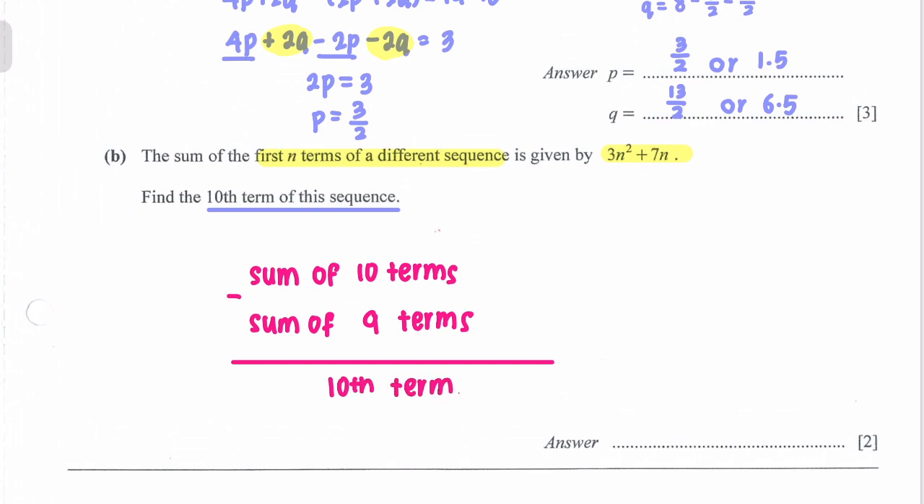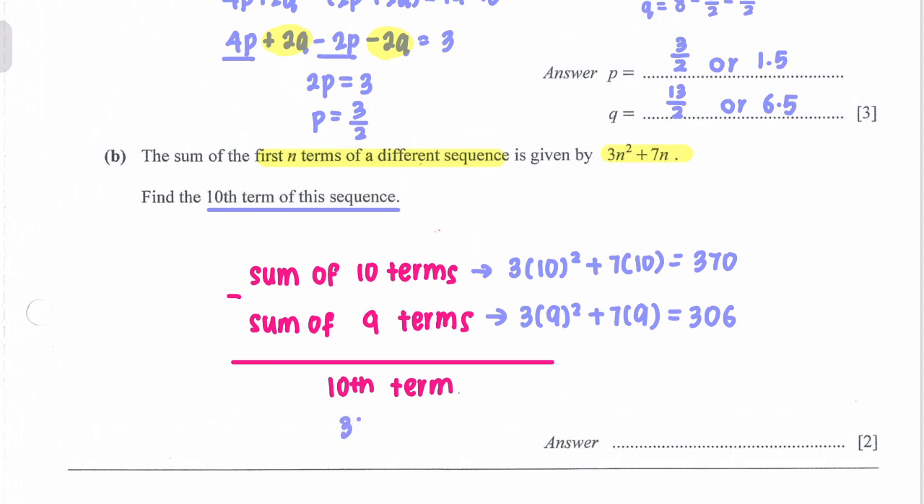So the sum of the 10 terms means you need to sub n is 10 here. 3 times 10 squared plus 7 times 10, you will get 370. Sum of the 9 terms, 3 times 9 squared plus 7 times 9, you will get 306. So now you will take 370 minus 306. And your answer for the 10th term will be 64.